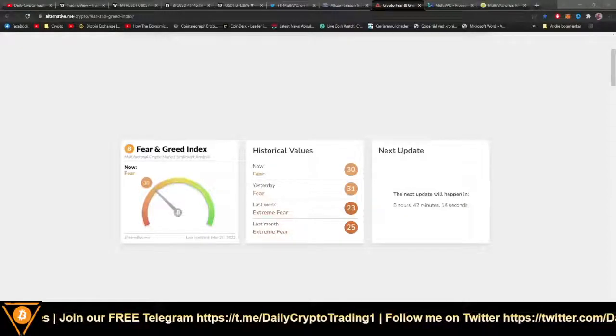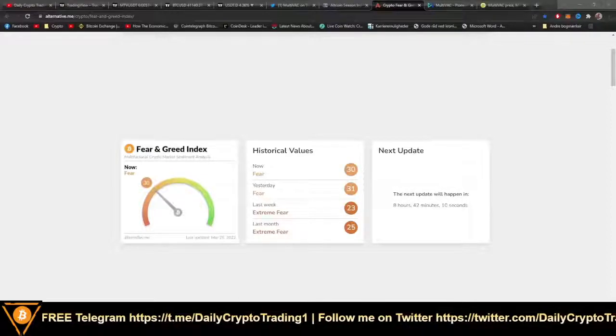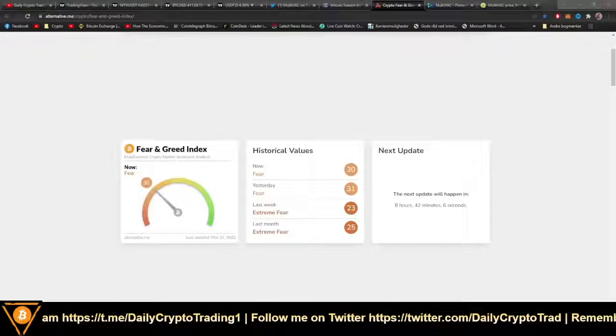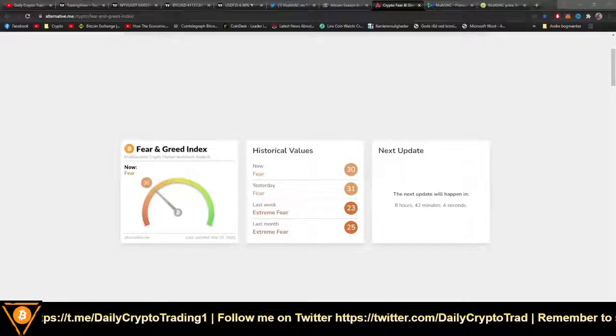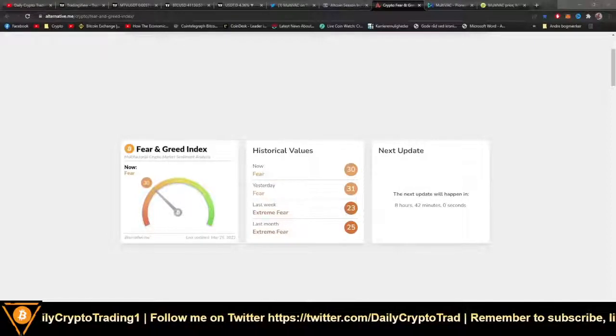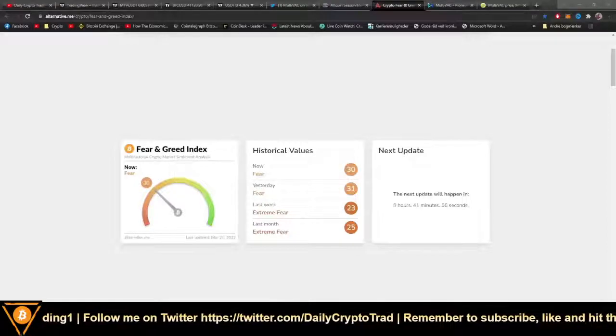Last week and last month we were at extreme fear. This indicator is awesome to use. I use this a lot, especially when a lot of people are greedy. That is where I sell a small amount of my portfolio. This is also an indicator that tells me when the market is overheated. We are getting way over hyped at the moment. We're in a small bubble.